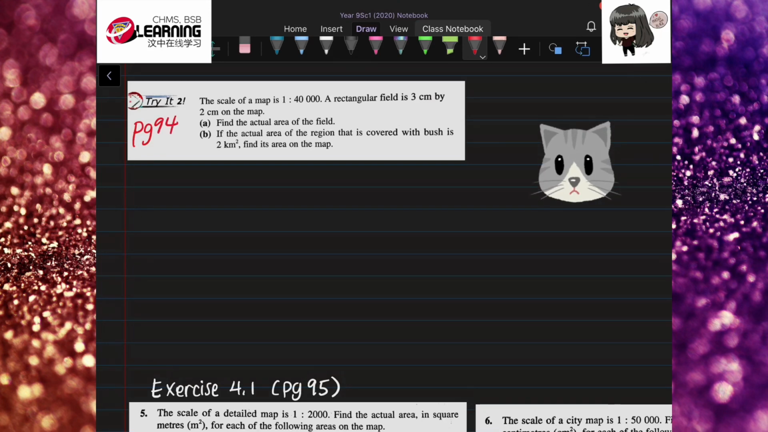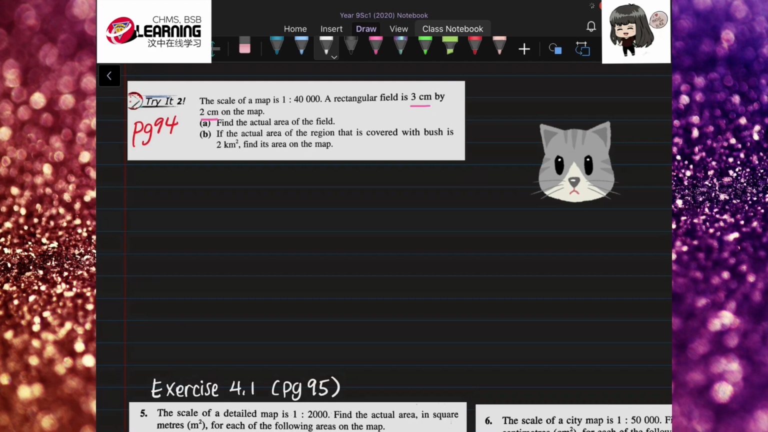Page 94. The scale of the map, or the map scale, is 1 to 40,000. A rectangular field is 3 centimeter by 2 centimeter on the map. So this is the map. Find the actual area of the field.